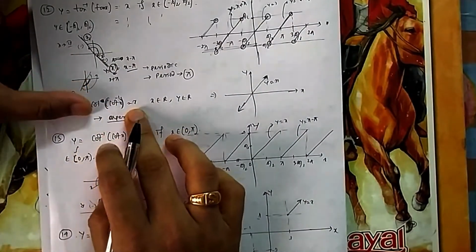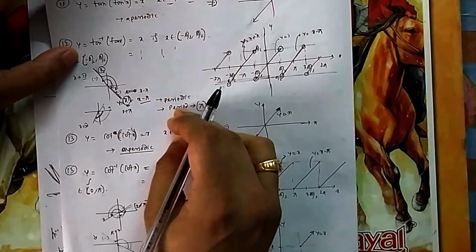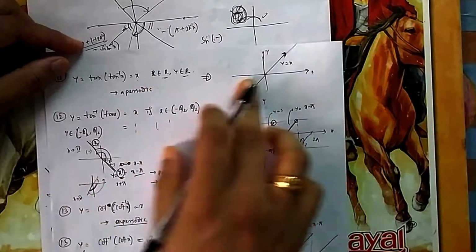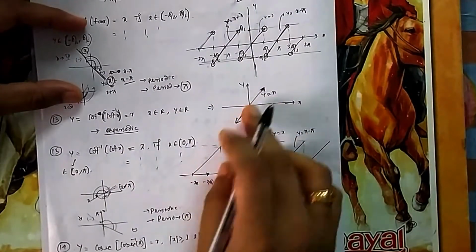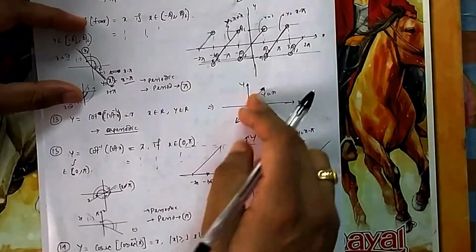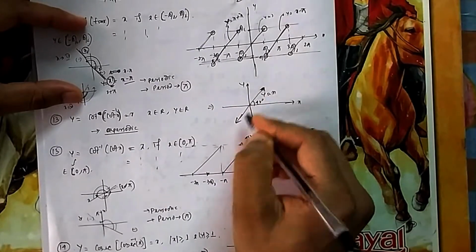We have already seen this is x, so it will be aperiodic. This is periodic, you can see it is repeating after pi, like your tan x. Tan inverse, this one is aperiodic. Again cot is the same, aperiodic, it will be again y equal to x passing through 0, 0 with an angle of 45 degrees. It is a continuous line passing through this.